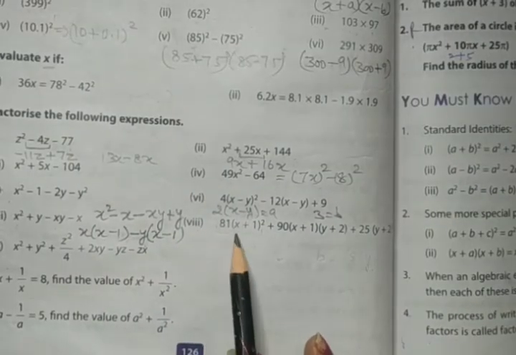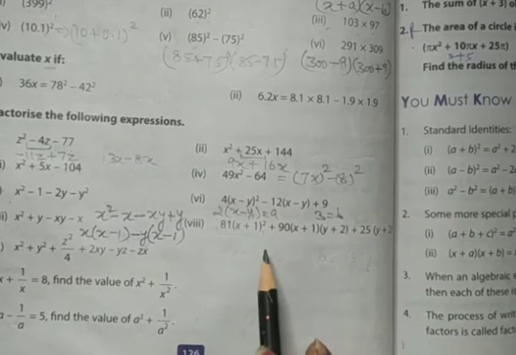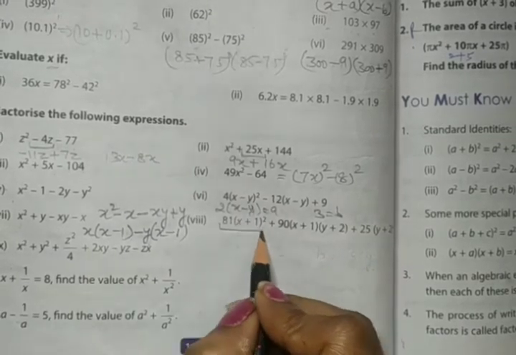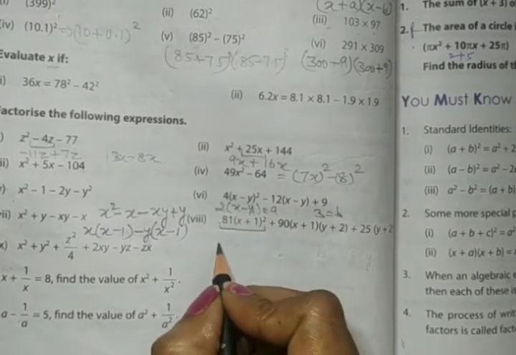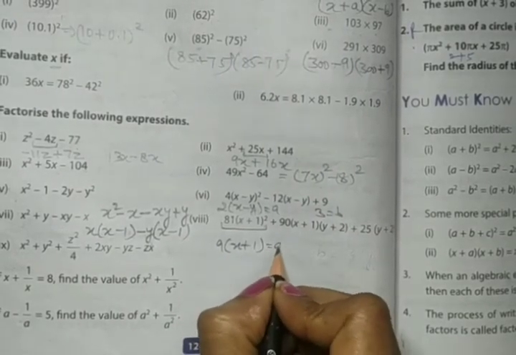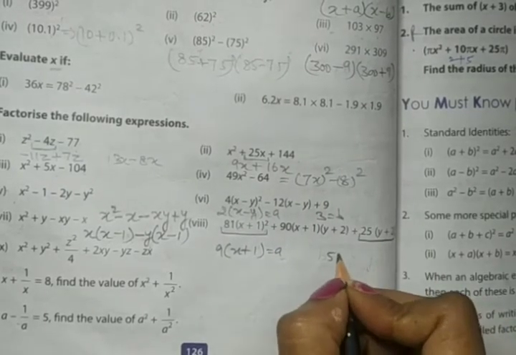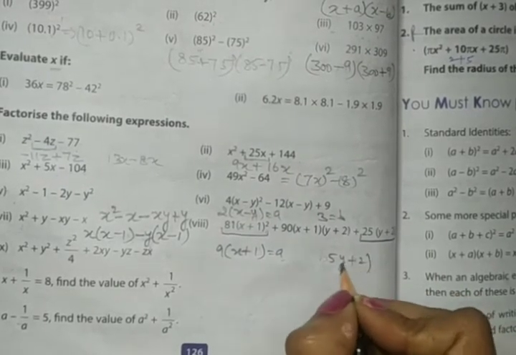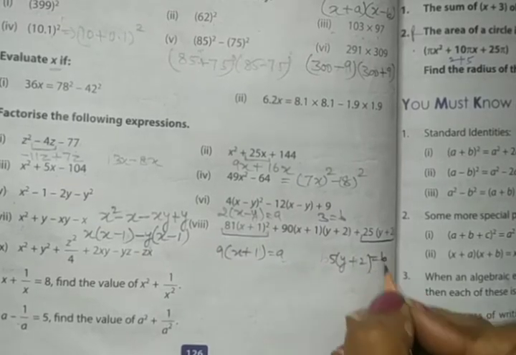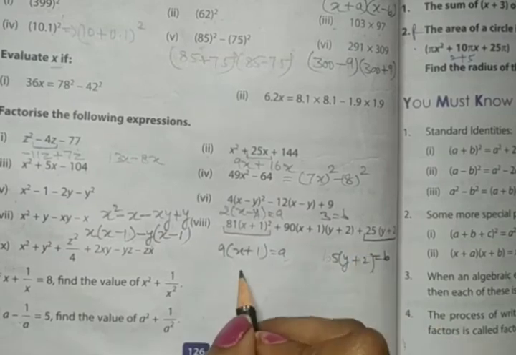Part 8. Beta, as big as this question looks, it is that easy. What do we have to do in this? In this part we have to consider 9x plus 1 as a and in this part we have to consider 5y plus 2 as b. Now use identity a plus b whole square.